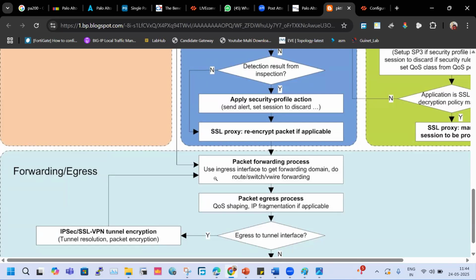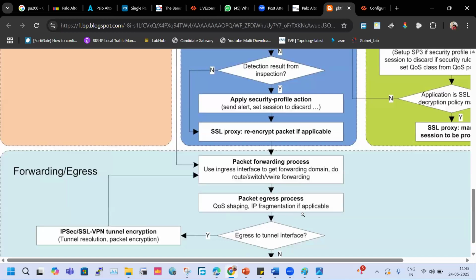In the packet egress process, what will it do? It will do the QoS shaping and IP fragmentation. IP fragmentation means, what does it mean? Can anyone explain this? What is IP fragmentation? IP fragmentation means splitting IP packets. Yes, split packets. Whether it is splitting packets or it needs to merge the packets, it will do the QoS shaping here.